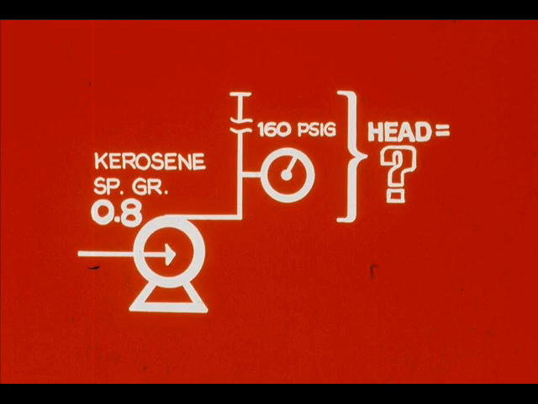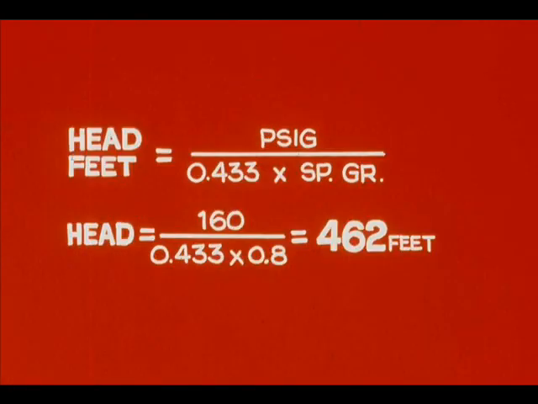Now, what would be the head if this same centrifugal pump were pumping kerosene, specific gravity 0.8, if the discharge pressure were 160 psig? Again in the formula, H equals P divided by the product of 0.433 times specific gravity. Substitute 160 for P and 0.8 for specific gravity. Solving, we get 462 feet for the second time.